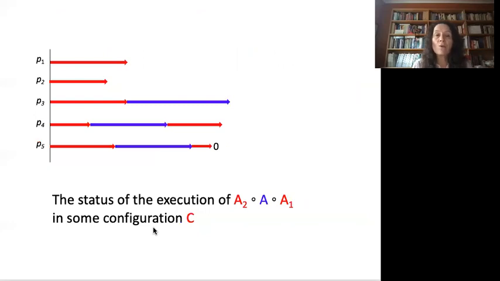Our prover is actually quite complicated because in the simulated configuration of the composed protocol, some processes may be simulating protocol A1, some may be simulating protocol A, some may be simulating protocol A2, and others will have terminated. For example, in this configuration, processes P1 and P2 are simulating A1, process P3 is simulating A, process P4 is simulating A2, and process P5 has terminated with output 0.